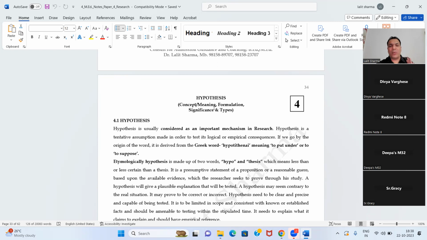I have given you the notes in advance. In the next topic we will discuss hypothesis and sampling, so 2 units we will finish completely. Then we will move to the unit 3rd and unit 4th, which is the statistics part.